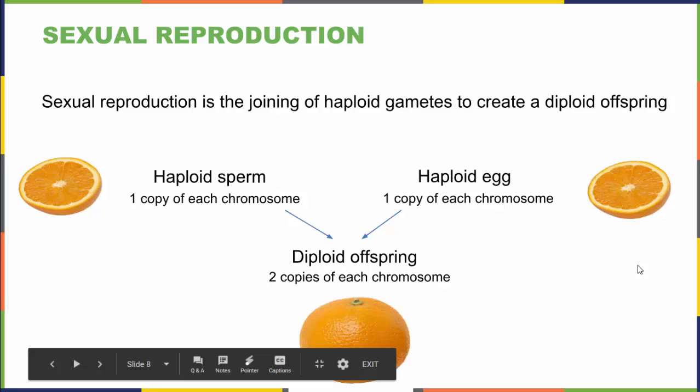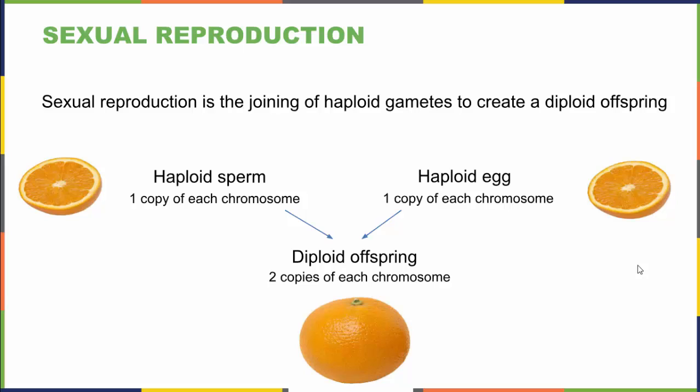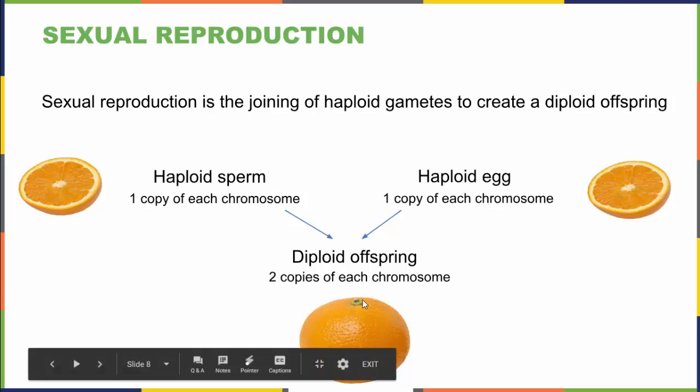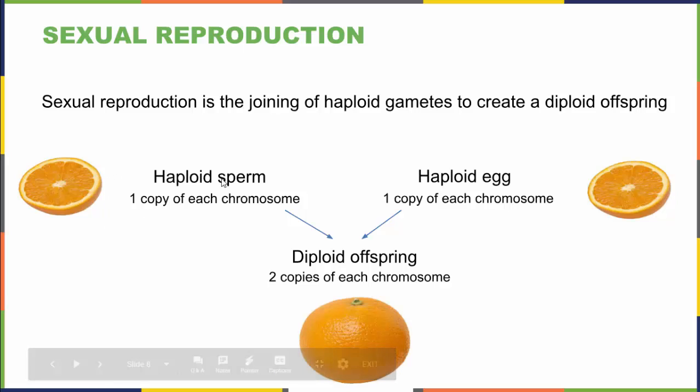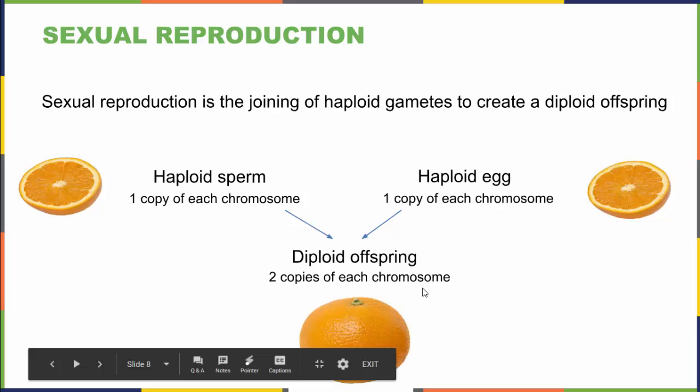So this shows basically what I just explained, but with oranges. If we want to have a diploid offspring, one parent, in this case the father, provides the haploid sperm, which is half, and the mother provides the haploid egg, which is half, and then we end up with the full orange, the full diploid offspring.